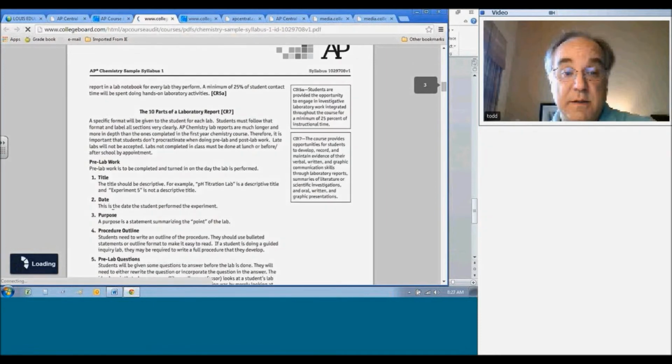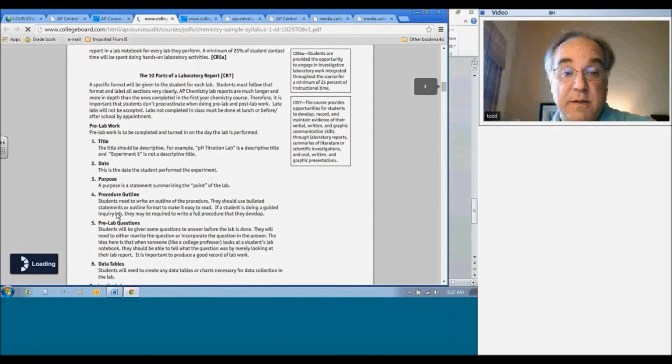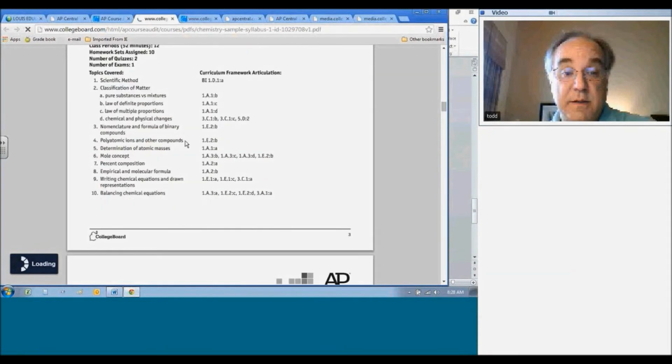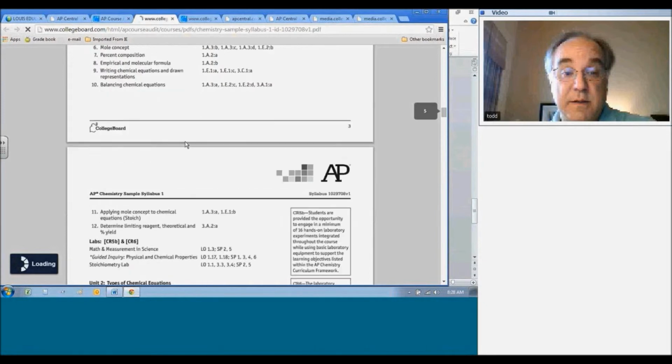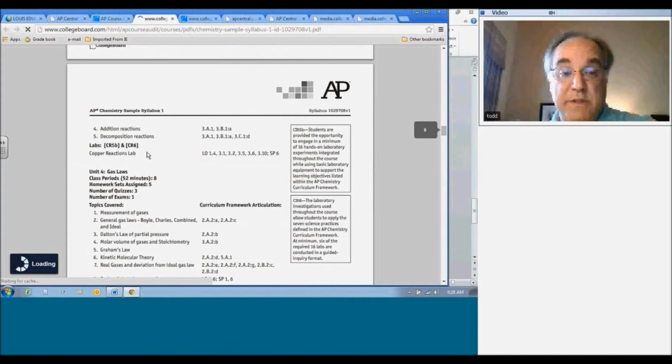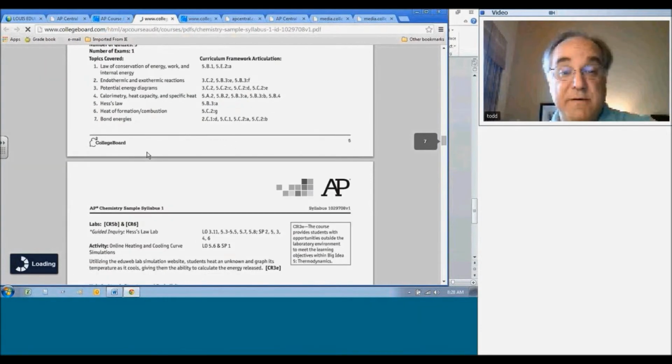Here's the teacher's 10-part lab report, an overview of the units. The big ideas are listed, and you can see the units. This one is broken up by units. So there's a variety of different formats that you can use.